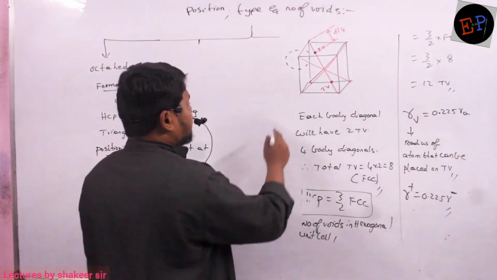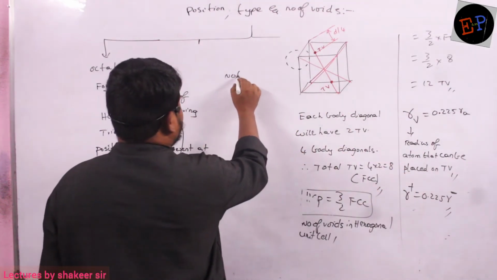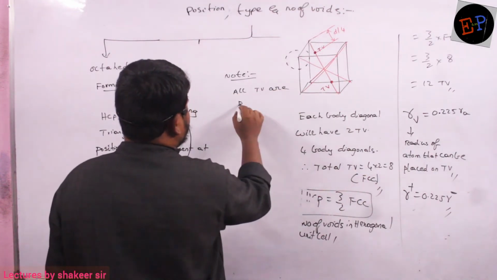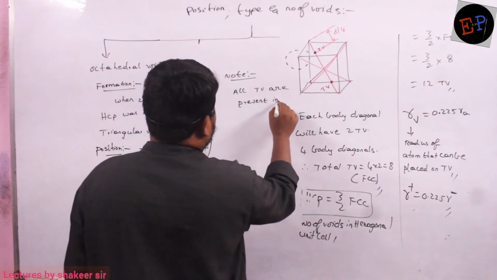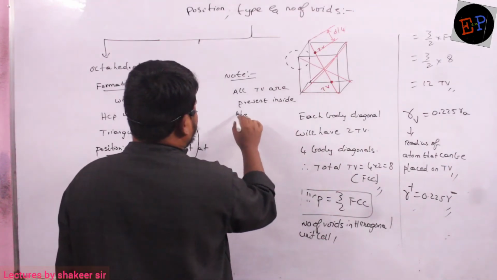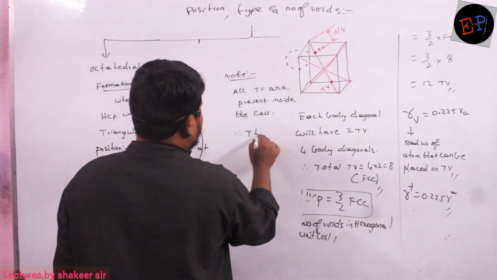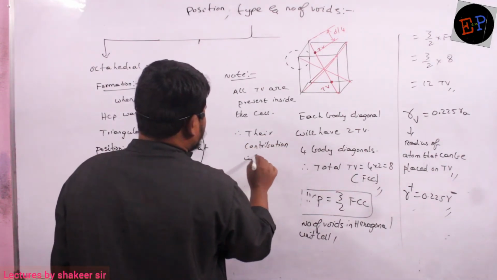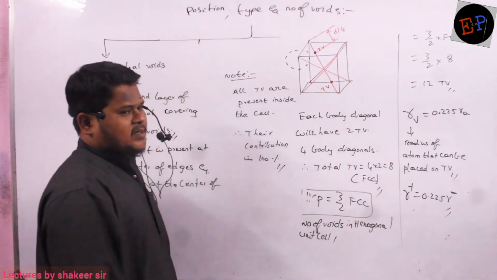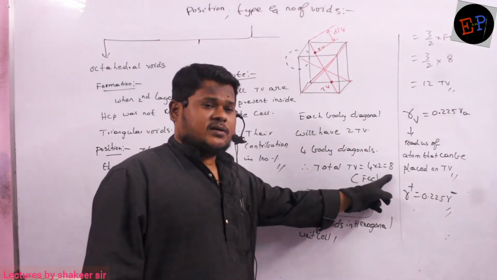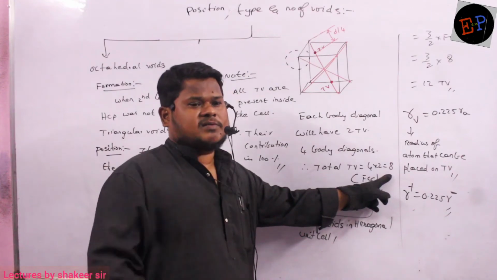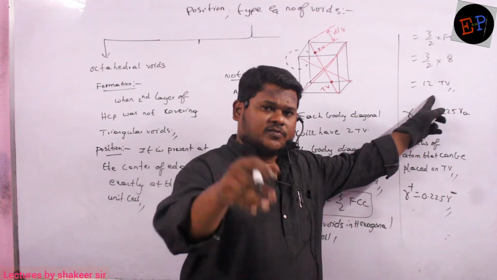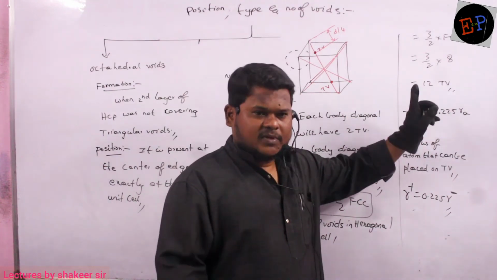Clear? So below this one, make a note point. What is the note point I have to write? All tetrahedral voids are present, okay? Where? Present inside the cell. Therefore, their contribution is how much? Their contribution is 100%. Okay? So if 8 tetrahedral voids are present, all 8 will be inside the unit cell. If 12 tetrahedral voids are present in HCP, all 12 will be present inside the unit cell. Are you able to understand?